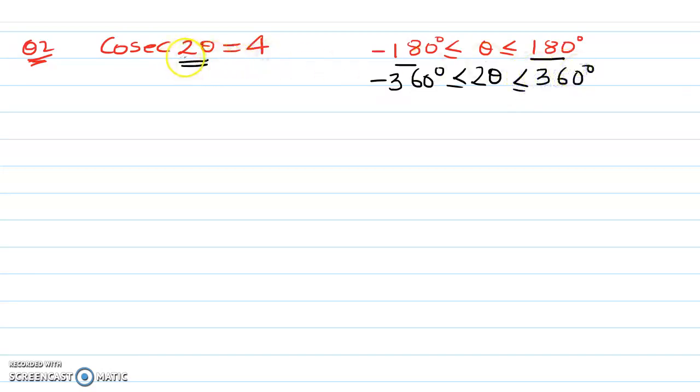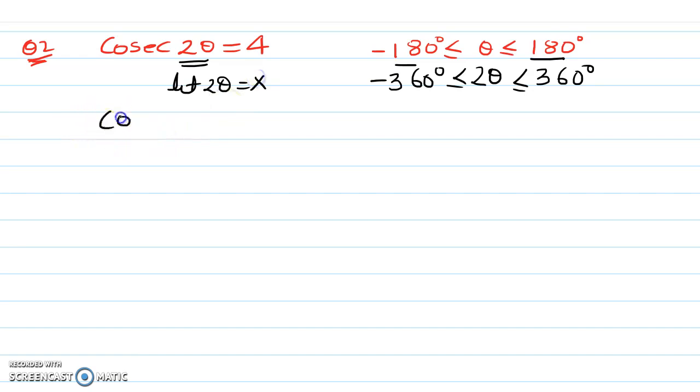So instead of 2, if it is 4, then we'll multiply by 4. If it is 5, then we'll multiply by 5. If it is 1 by 2, then we'll multiply by 1 by 2 here. So we have made 2 theta. So let's write down, let 2 theta equal to x here.